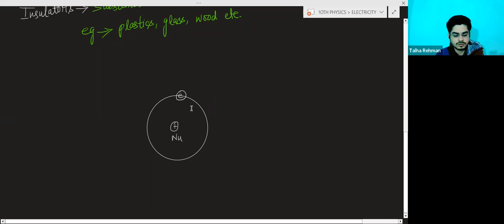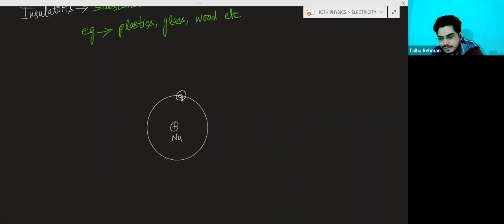These are the electrons. This nucleus is positively charged and the electron is negatively charged. So there is a force of attraction between the nucleus and the electrons. But in metals, there are free electrons.